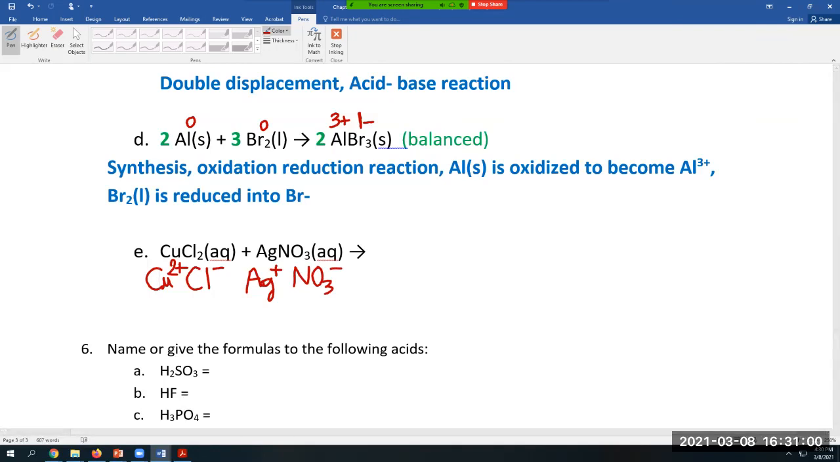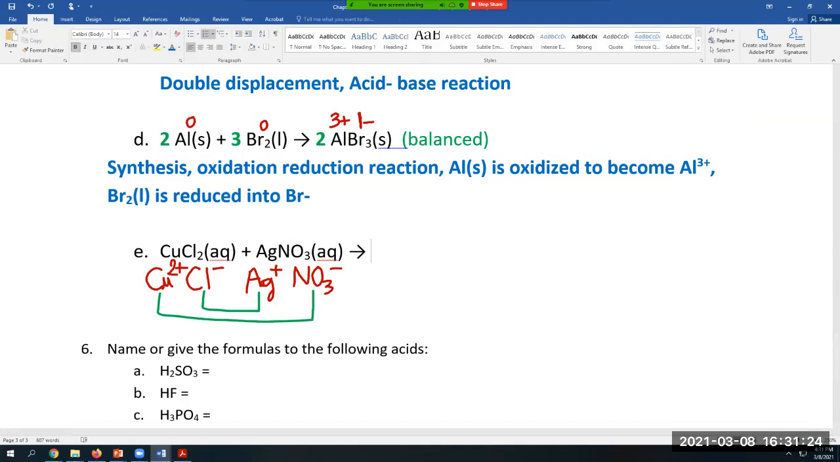And we can see that they can exchange partners because they are in aqueous solution. So they are free to move and exchange partners. So the copper will want to go with the nitrate, and the chloride will want to go with the silver. So let's write the products' formulas then. And so we will start with Cu2+ with NO3 minus 1.